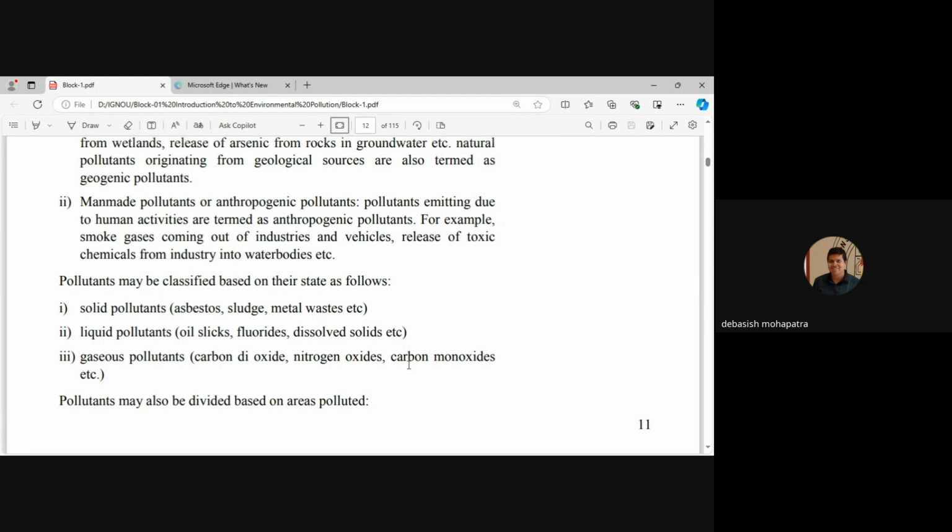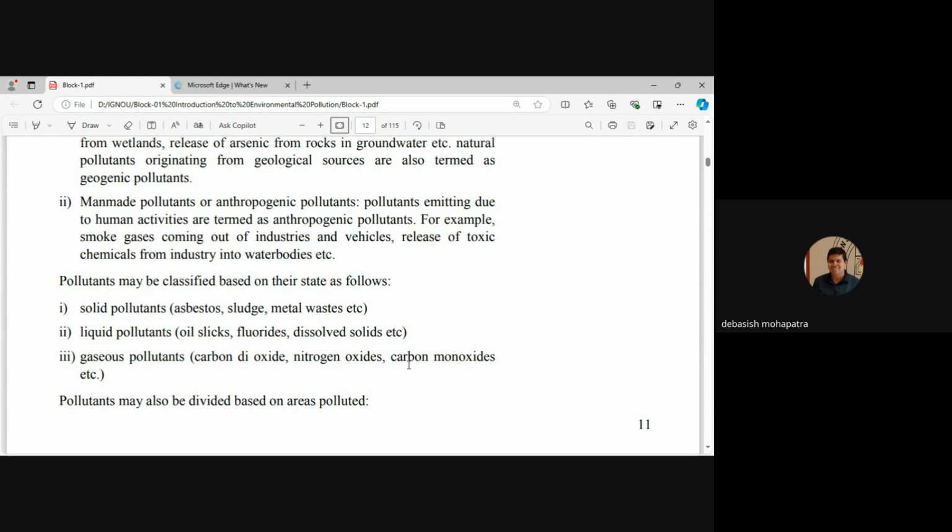Then liquid pollutants like oil slicks, fluorides, dissolved solids, etc. These are the liquid pollutants which, when added to water or soil, cause pollution. Oil slicks are the leakage of oil from refineries or from where the oil is naturally obtained. Then gaseous pollutants are mainly carbon dioxide, nitrogen oxide, carbon monoxide, etc.